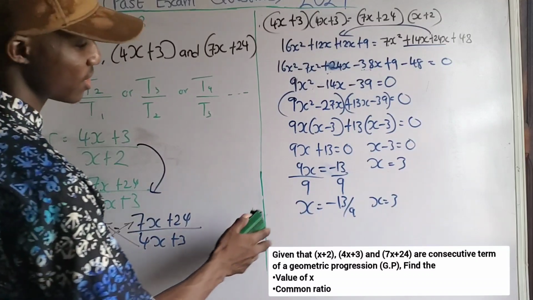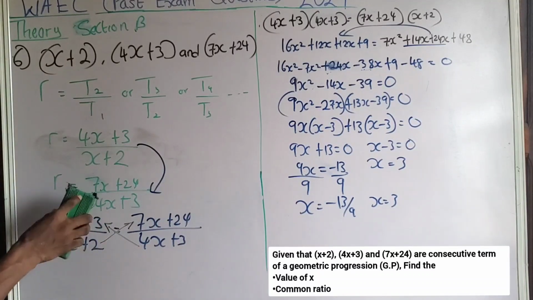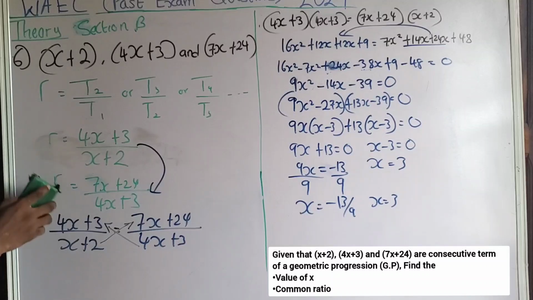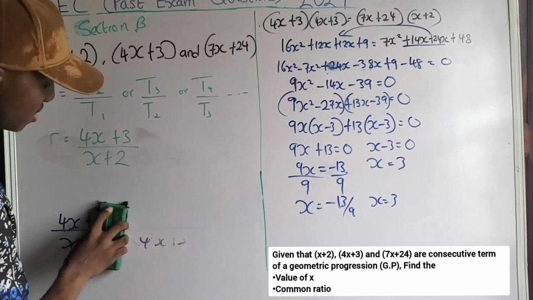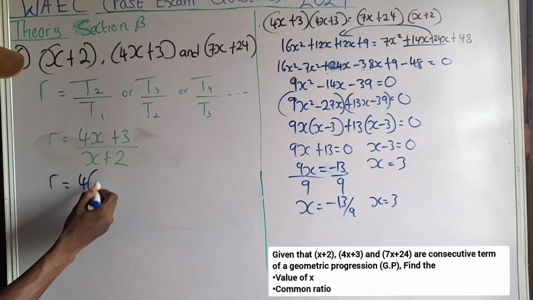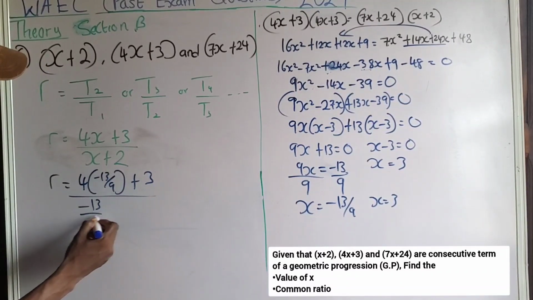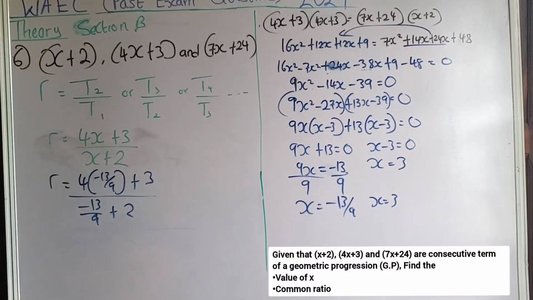So let's start with negative 13 over 9. When x is negative 13 over 9, we're going to obtain the common ratio. So just pay attention. Let us use the first one now. So let's erase this. Now, when x is negative 13 over 9, I'm going to have r equals 4 multiplied by negative 13 over 9 plus 3, all over negative 13 over 9 plus 2. Do you understand? All I did was replace the value of x with negative 13 over 9.